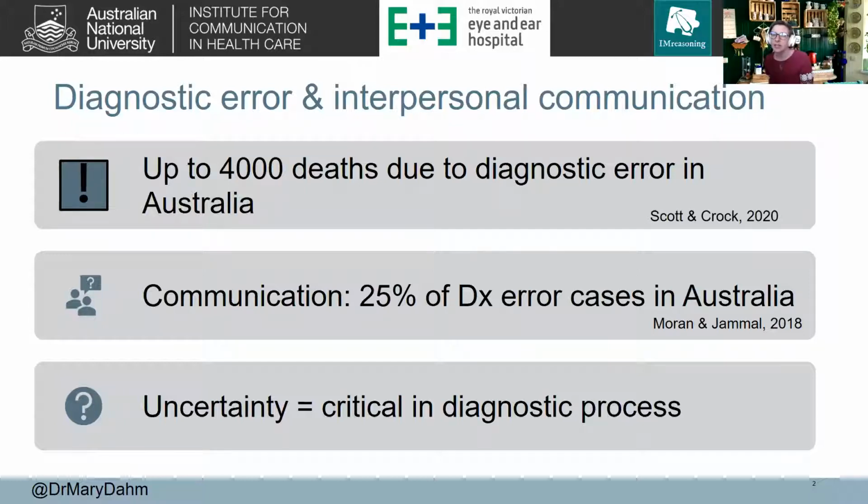And then there's a number of communication related errors in that, usually said to be between 25%, but all the way up to 80% in some cases. So the 25% in the data in Australia is relatively small. That comes from malpractice claims and lawsuits against doctors. And then uncertainty is basically pervasive in medical care. Like it's everywhere, and it's really critical in the diagnostic process.